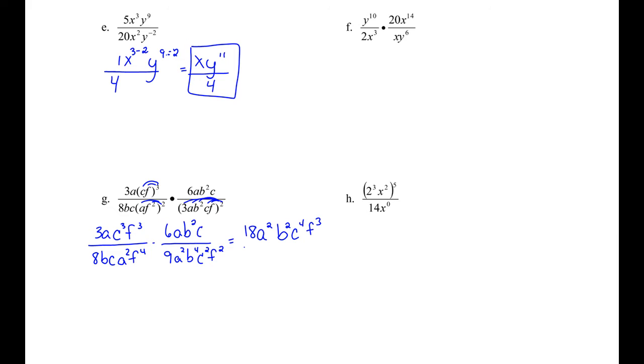We're going to do the same thing in the denominator. 9 times 8 gives me 72. I'm going to add the exponents on the a together to get a to the 4th. Then we get b to the 5th power, c cubed, and f to the 6th power. Now that I have one fraction, I'm going to go ahead and simplify. 18 over 72 simplifies to 1/4.